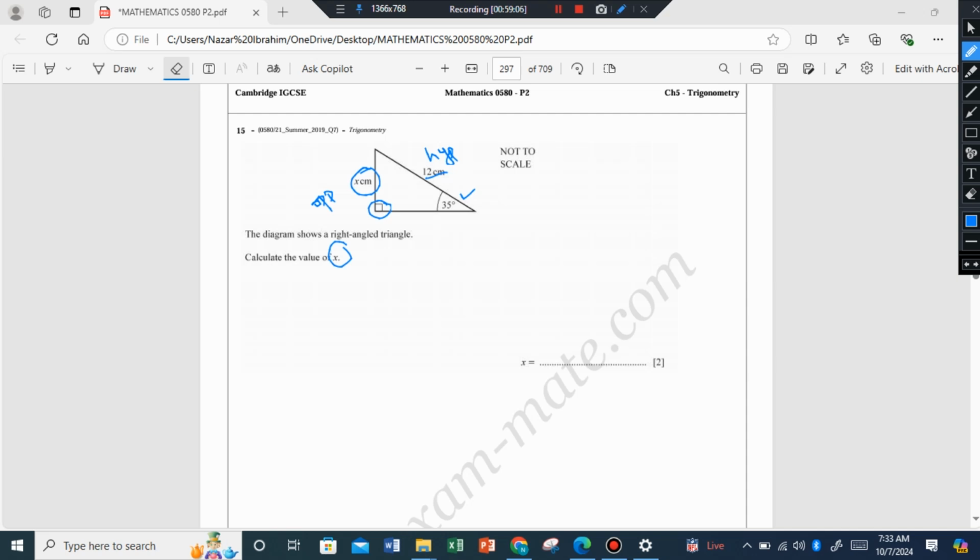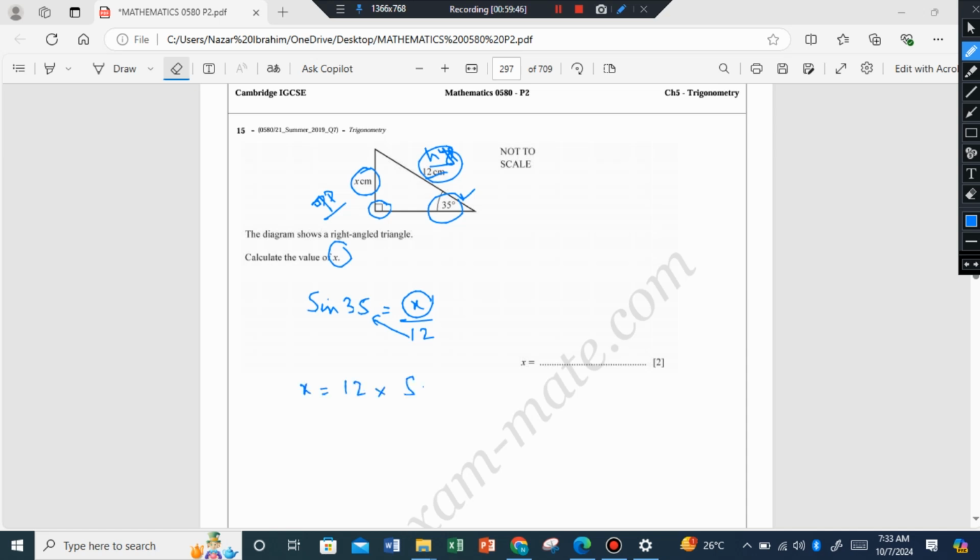SOHCAHTOA. SOH, yes, it's sine, right? Opposite and hypotenuse. We want to calculate opposite. We know the angle, we know one side, that is 12 centimeter. So sine of 35 degree is equal to x centimeter over 12, right? So we want to calculate x, so we need to shift this 12 over there. Since it was dividing x, now it will go and multiply with the sine 35, right? So what we will do, 12 into sine 35.